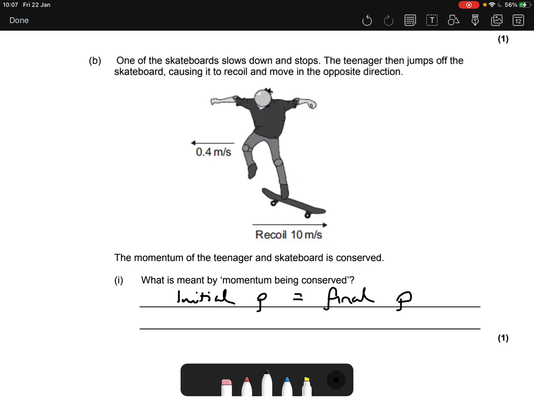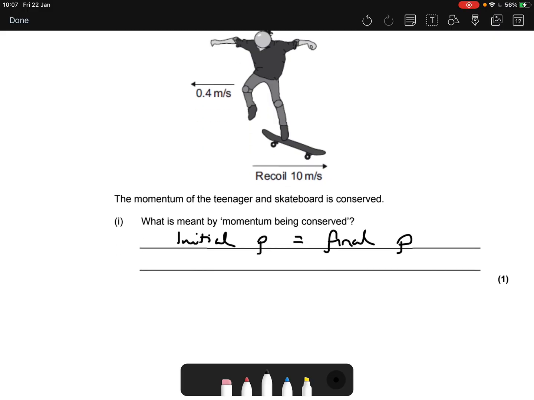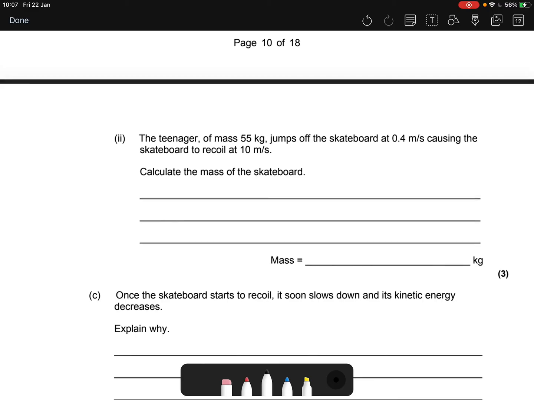At this point, you can probably see why, after a long period of time, people just start using p and symbols for things, because otherwise you just start writing things out forever. Calculate mass. That's exciting. Same thing, but different. The teenager of mass 55 kilograms jumps off at a certain speed, causing the skateboard to recoil at 10 meters per second. Calculate the mass of the skateboard.